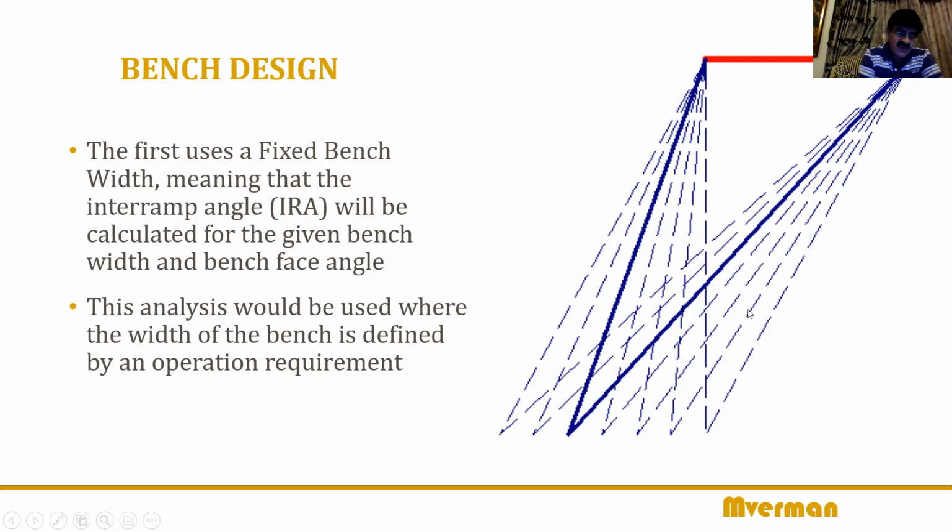So this analysis will be used where the bench width is defined. Mine management will say, look, I need this bench width. I can't compromise because of operational reasons. I have these trucks, these dumpers, these loaders, whatever. I need this much bench width. So bench width is fixed. You can't change it, so then you follow this approach, the fixed bench width approach.